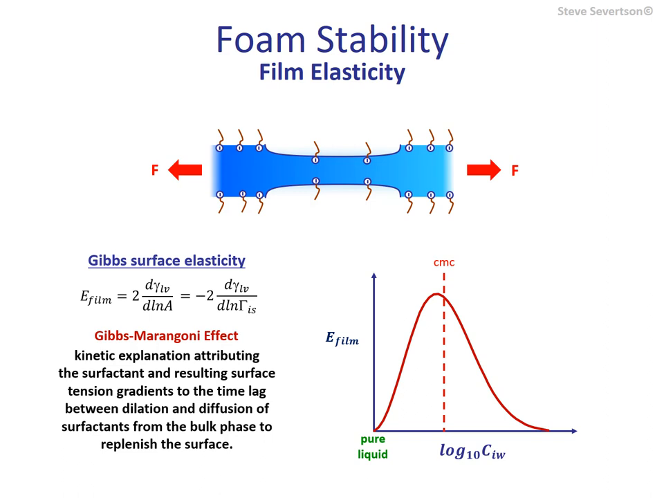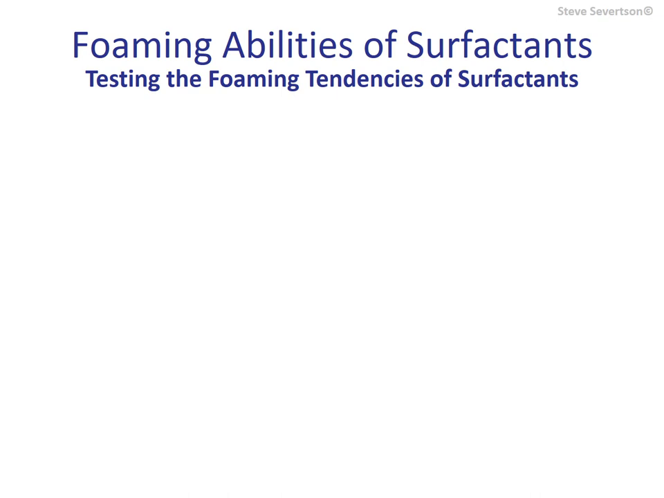The answer is that formed films from such liquids produce little or no tension gradient with dilation and thus have no elasticity. Such films will fail almost immediately. Before examining how surfactants influence foam formation and stability, we should introduce methods used to gauge this.